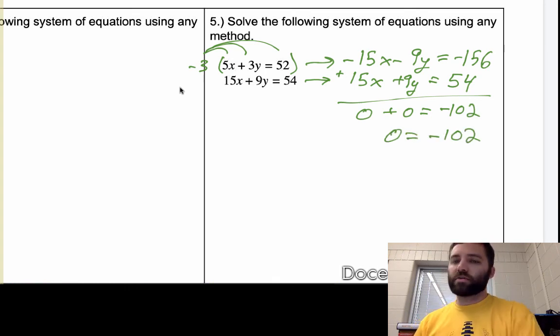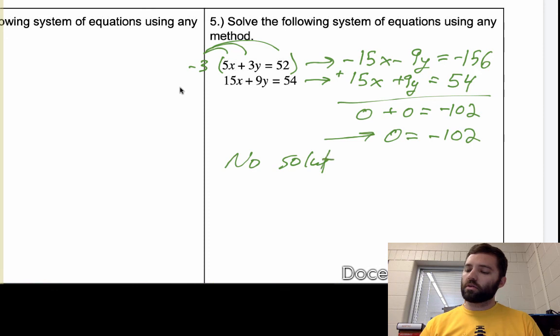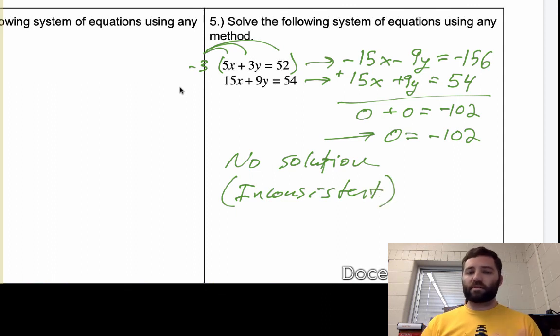That is not a true statement, right? 0 is not equal to -102. All the variables went away. That means that there's no solution, okay? This statement is not true. That implies no solution. All right? This system then, we would classify as inconsistent. We learned that term in the other video. Okay, it's an inconsistent solution.